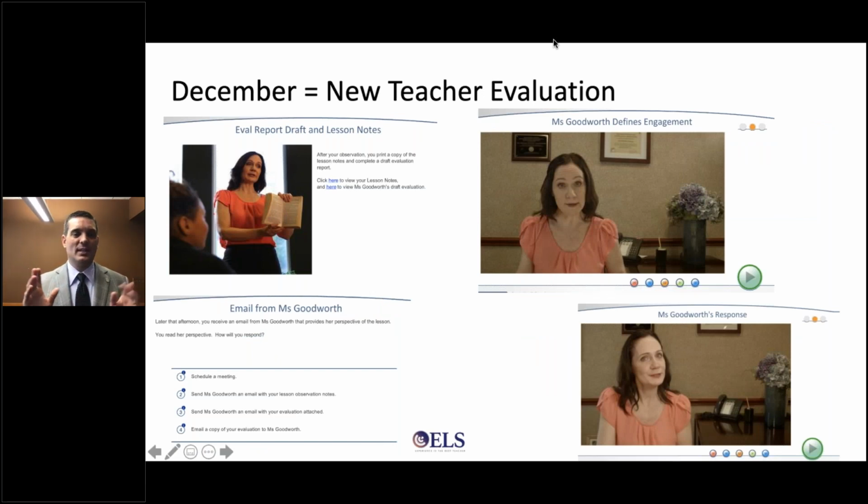This is a great simulation because you talk about how you communicate through a formal evaluation process. In that top left-hand corner, you see that you can get the full lesson notes and Ms. Goodworth's draft evaluation. When the simulation begins, you need to dive into that and read some of that context. It gives you a great opportunity to talk about what's expected in your district in regard to formative and summative assessments that you do with teachers.